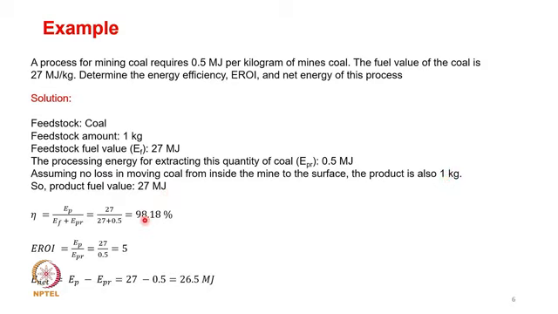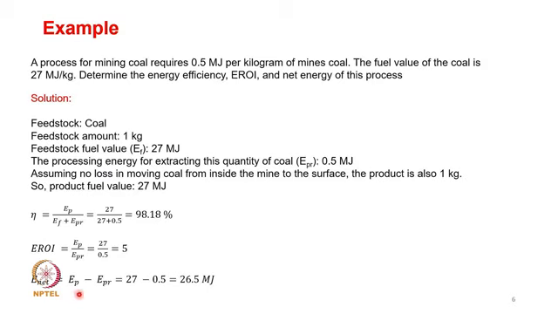So now if you compute the efficiency, which is of course EP by EF, or EP by EP plus ER, which is 27 divided by 27 plus 0.5, which would be just above 98%. And EROI, which is defined as the ratio of EP by EPR, is 27 divided by 0.5. So this number of course is 54.